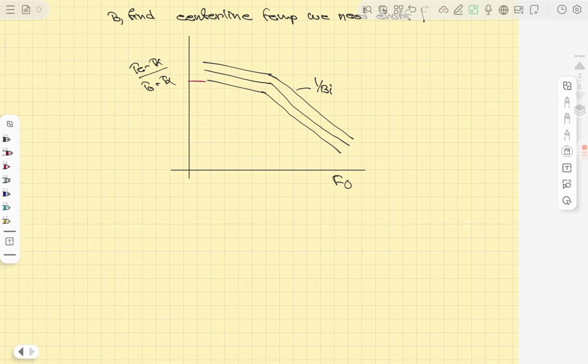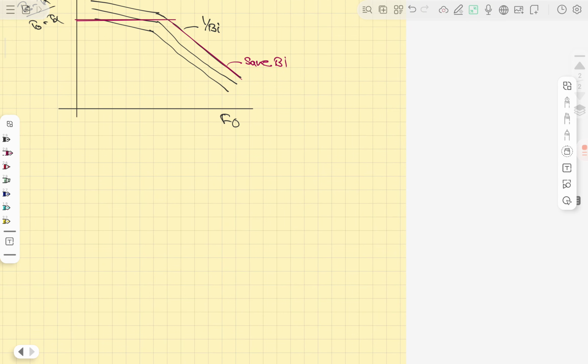Next, in both the cases the Biot number is same, so let us draw this line. In both the cases 1 by Biot number is same, so they have a common intersection. Now project it here. Already I told you, Tc minus T infinity upon T naught minus T infinity is a function of 1 by Biot number and Fourier number.